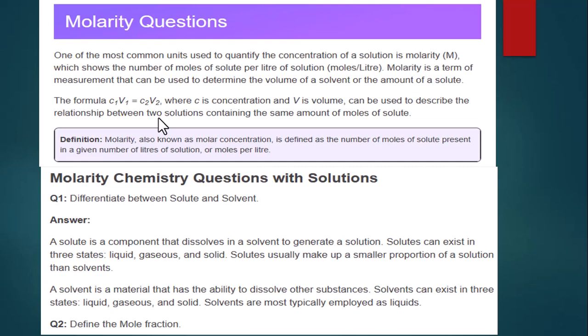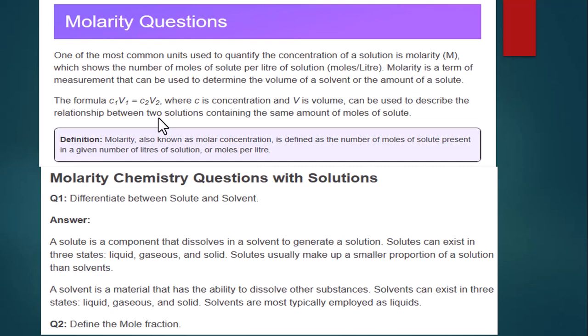Now remember, we said the solute is this substance that we dissolve inside of a solvent. Very important. So the formula C1V1 equals C2V2 is used to describe this relationship between two solutions containing the same amount of moles of the solute. All right, definition.